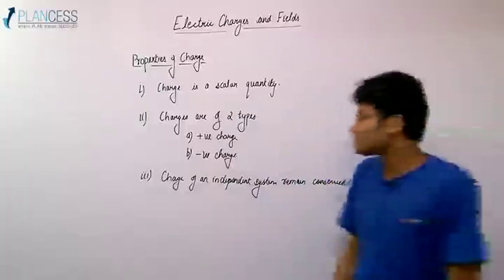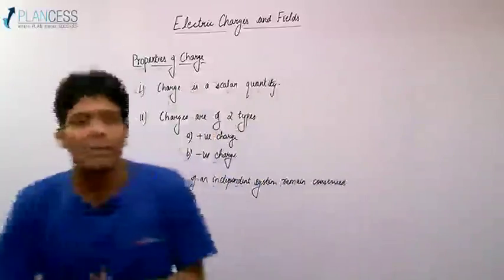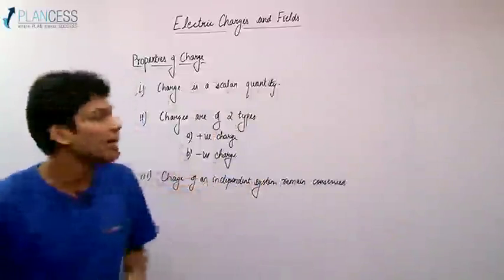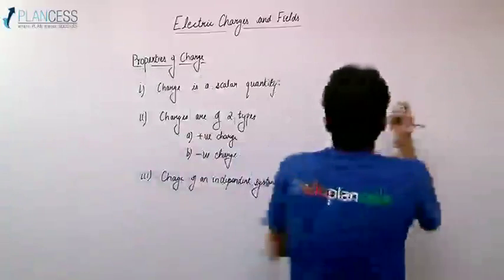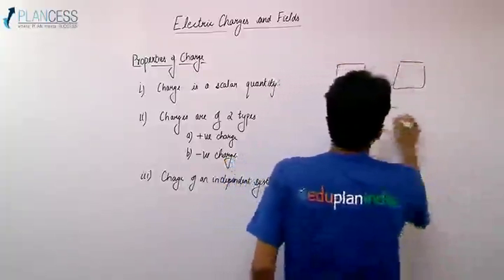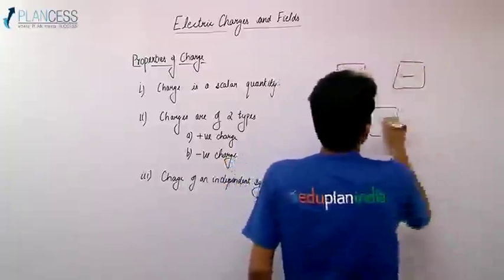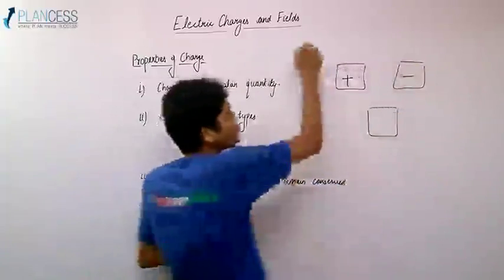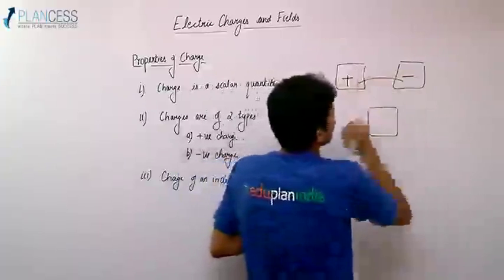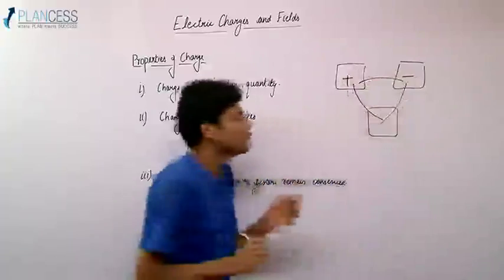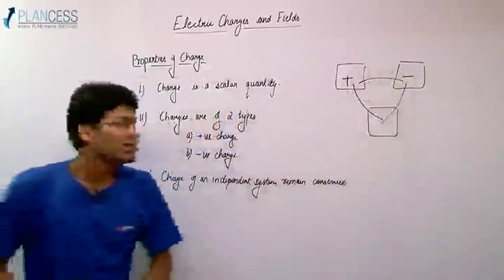This property says that the charge of an independent system remains conserved. So what do I mean by an independent system? Let's say here is some body, here is another body, and here is the third body. Let's say one is positively charged, one is negatively charged, and one is neutral. So if there is some interaction between these two, and between these two, and between these two, they have mutual interaction between each other.